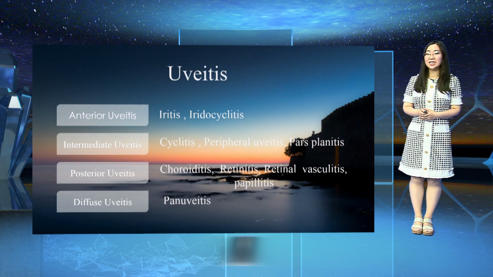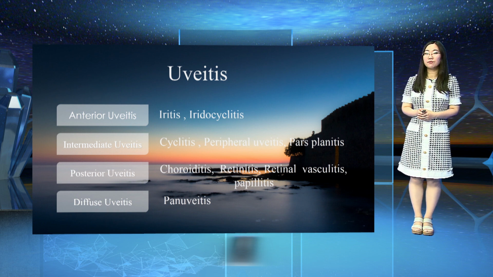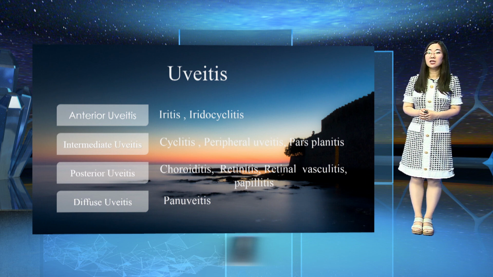The type of uveitis is classified by where inflammation occurs, including anterior uveitis, intermediate uveitis, posterior uveitis, and diffuse uveitis. Anterior uveitis refers to inflammation of the iris alone, or of the iris and the ciliary body. Intermediate uveitis refers to inflammation of the ciliary body and the vitreous.